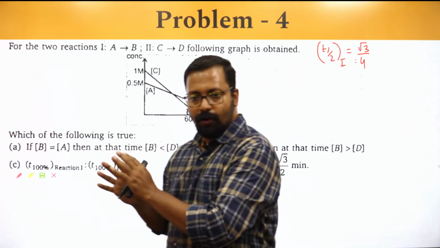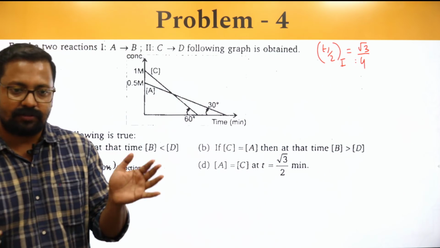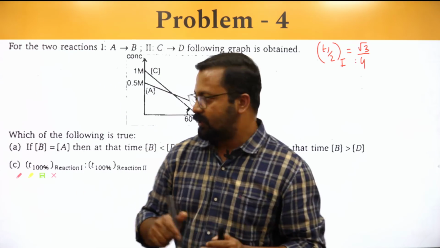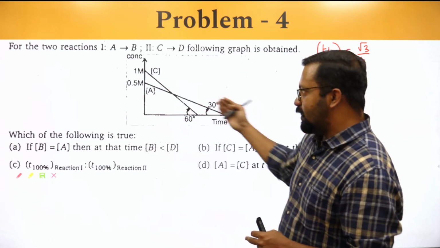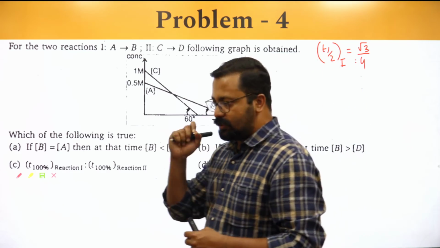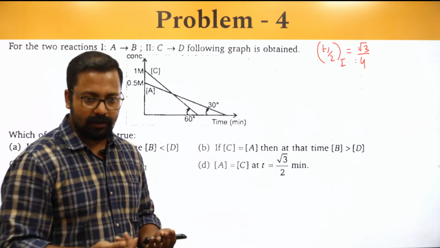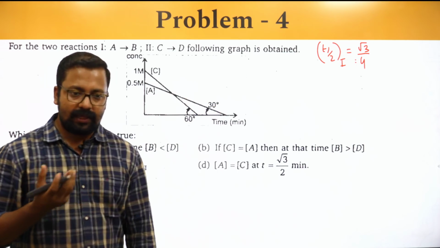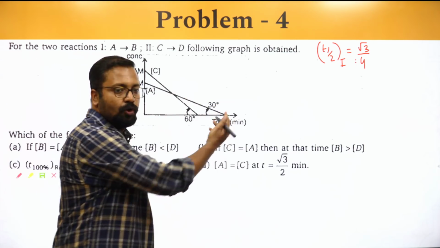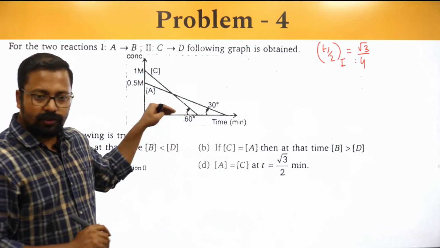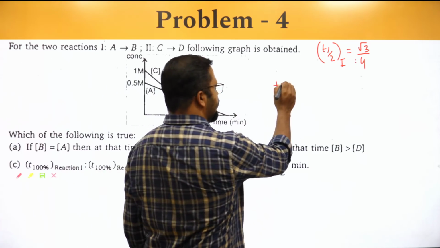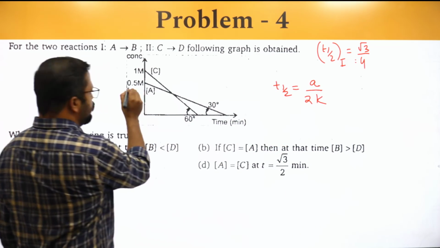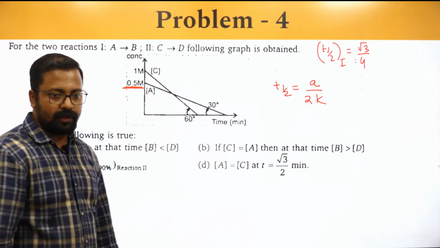Guys, are you not aware of zero order reactions? See, this is a zero order reaction, guys. For a zero order reaction, T half is equal to A by 2K. I just need to calculate K. So K is equal to the slope of this line. So I will write T half as equal to A by 2K. A value is given over here. It is 0.5, which is given over here.